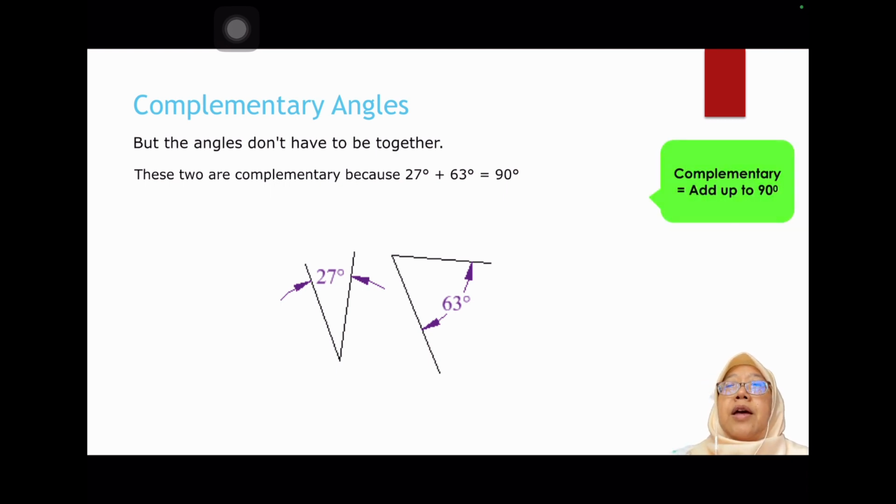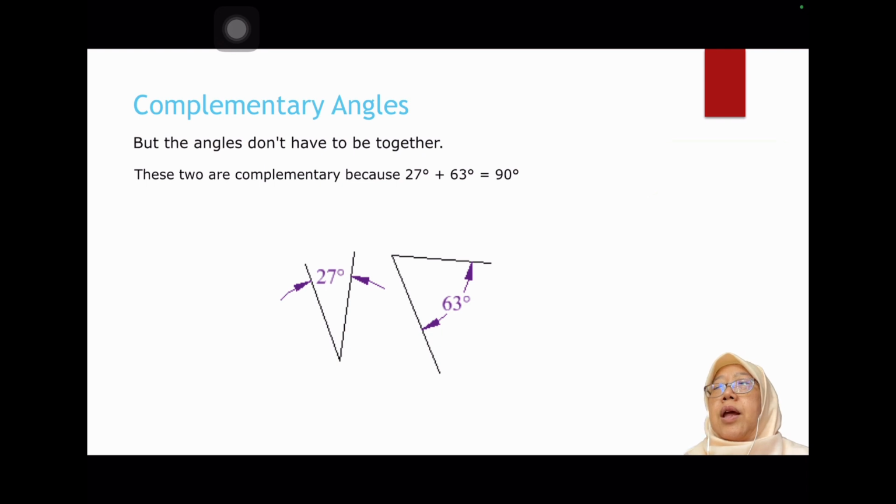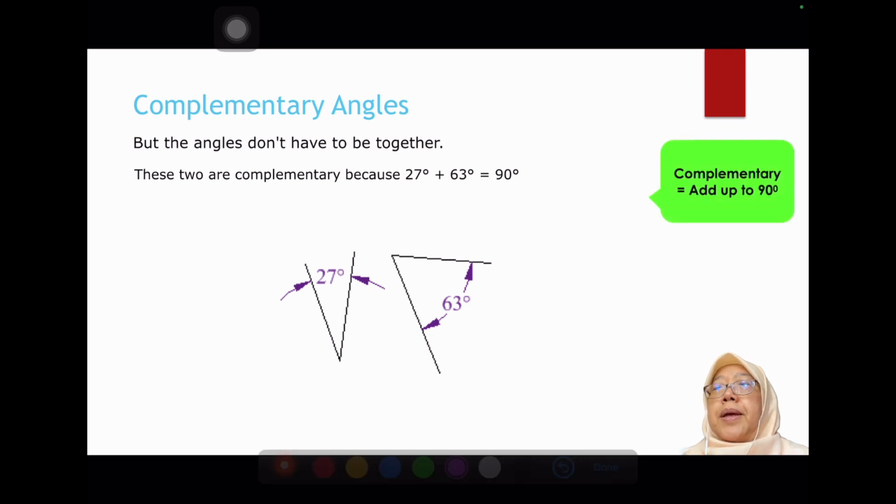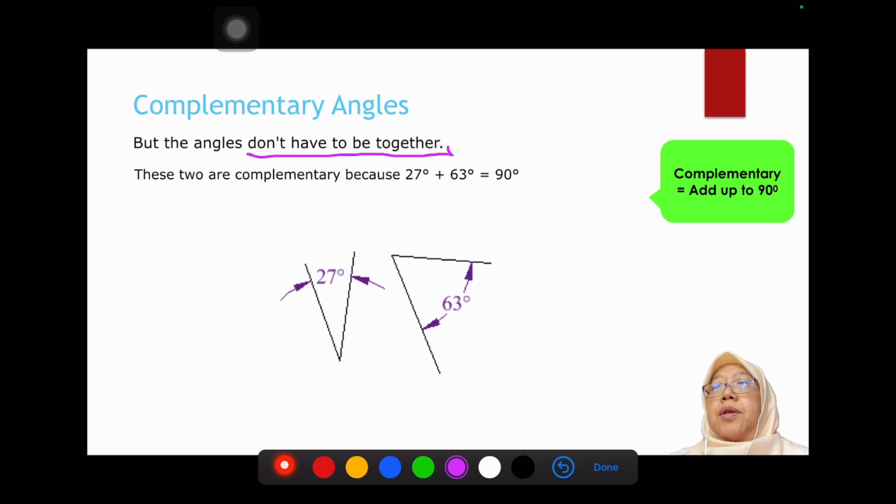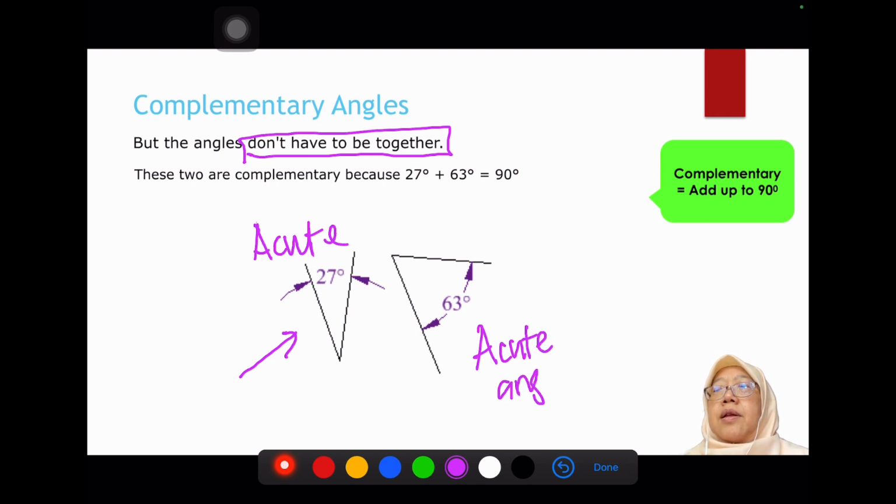But the angles don't have to be together. Again, they don't have to be together. They can be separated. So like this one, it is 27 degrees, this is an acute angle, and this is 63 degrees, also an acute angle. So when you add these two together, 27 plus 63, sorry, it will give you 90 degrees.